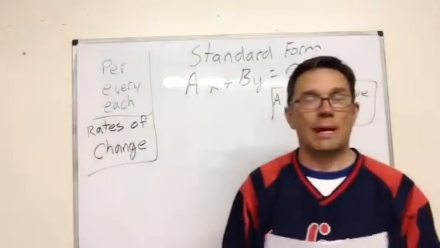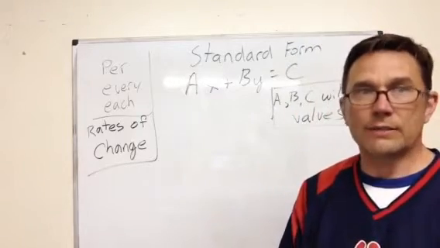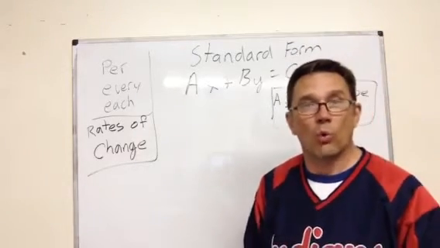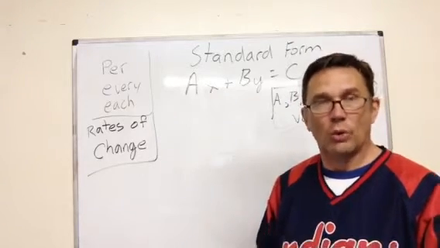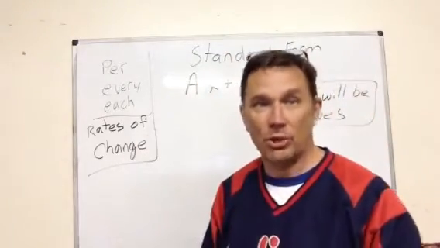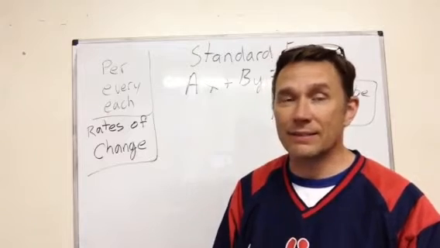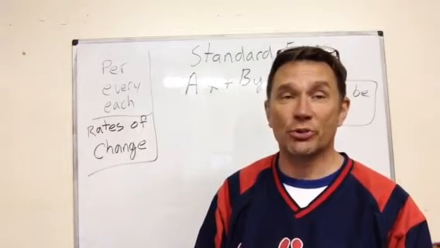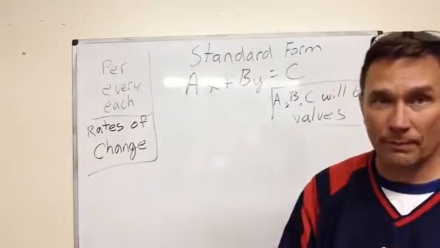Today we're going to be talking about the standard form of a linear equation. A lot of times we're going to be using standard form when we are given two different slopes or two different rates of change. We've talked about y equals mx plus b, the slope-intercept form, and the point-slope form when we're given a point and a slope. There are going to be instances when we're given multiple slopes or multiple rates of change and then a total.